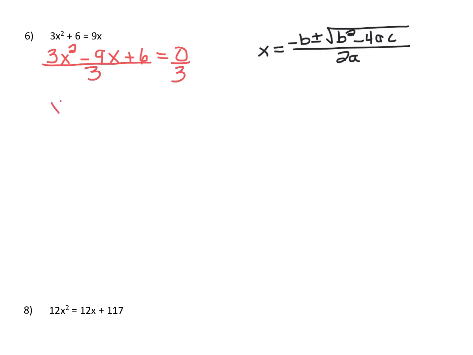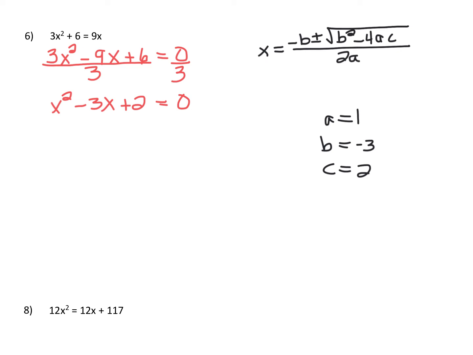So that's going to leave me with x squared minus 3x plus 2, and then 0 divided by 3 is 0. So what I did was I made an equation with smaller numbers, which is going to be easier for me to work with. Off to the side here, I just wrote out my a is 1, my b is negative 3, and my c is 2. And I'm just going to plug them right into the quadratic formula.